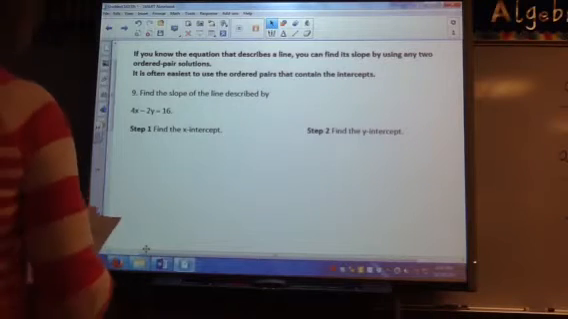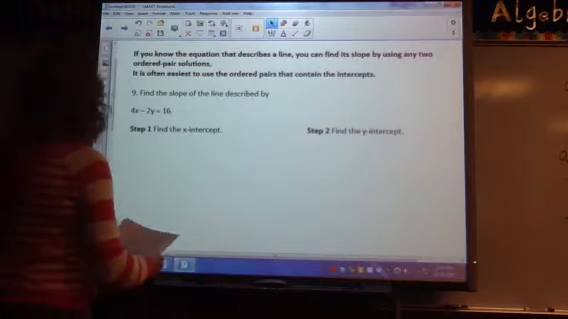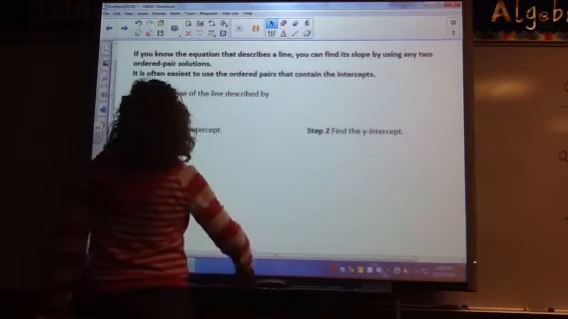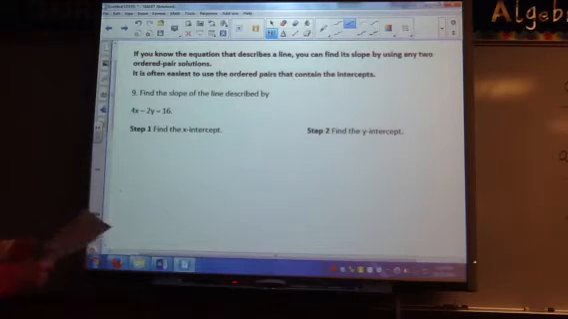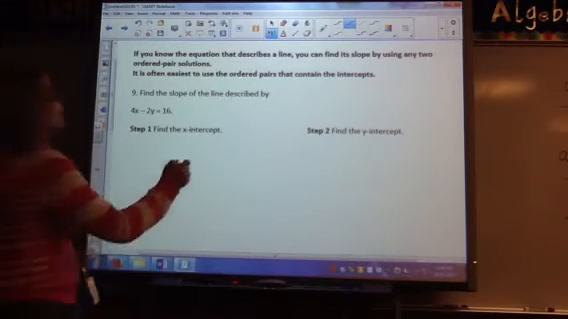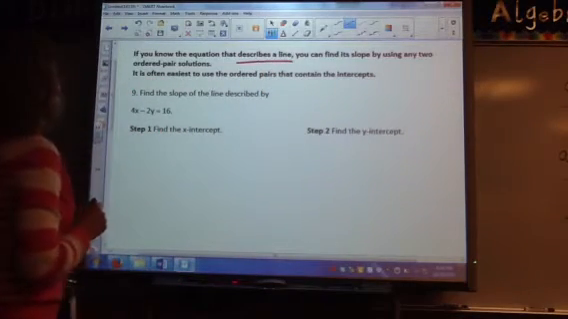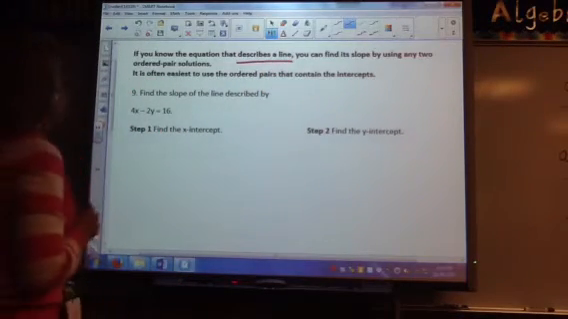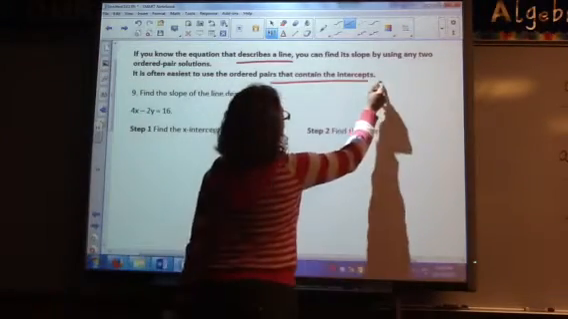Okay, and this is the second section of 4-4 using the slope formula. If you know the equation that describes a line, you can find its slope by using any two ordered pair solutions. It is often easiest to use the ordered pairs that contain intercepts.